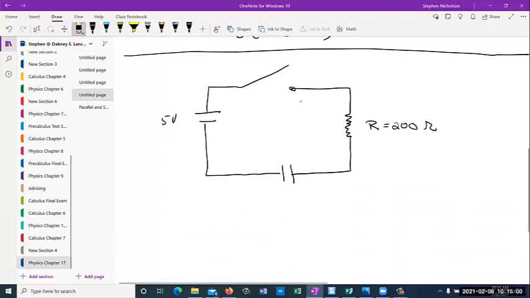Actually, let's use a little bigger resistor, 10,000 ohms. So it's 10.